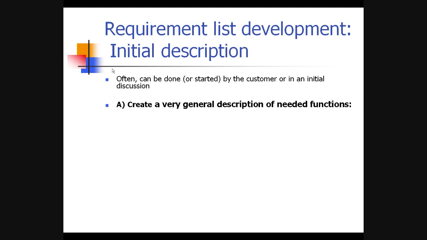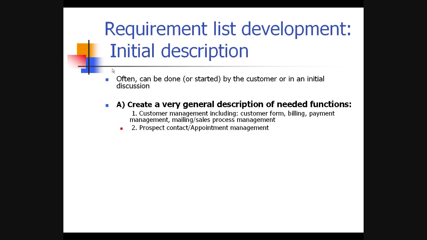The first part of the initial description is to create a very general description of the needed functions. For example, a customer management function including a customer form, billing, payment management, mailing and sales process management. That's all. That's what the customer wants. After that you'll go into detail, but that's what he wants. Another one, prospect, contact, appointment management. Okay, the customer wants to be able to contact prospects and make appointments with them. So you're going to need to manage that.